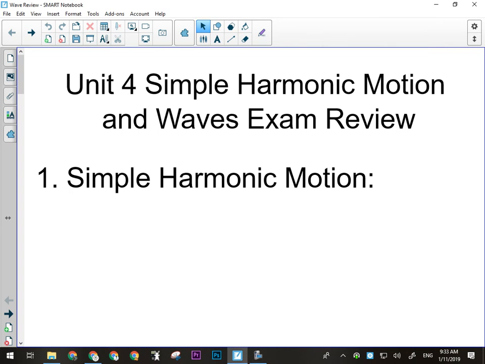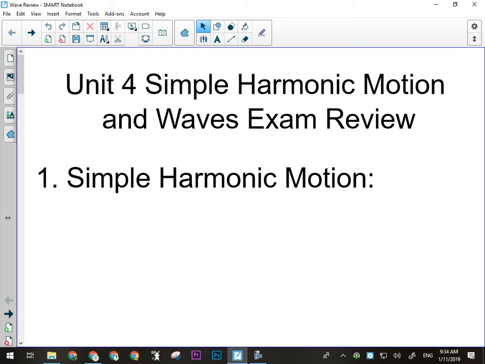All right, so this unit goes back to the beginning of December-ish, late November, beginning of December. We started out this unit talking about simple harmonic motion. Some things that we need to remember about simple harmonic motion are how it happens and what some of the examples of simple harmonic motion are.